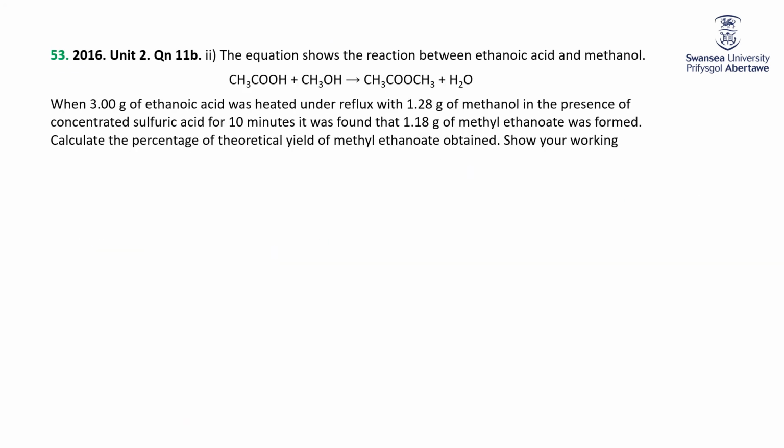So the last question, one that I was expecting an awful lot more of, is where we have to do a limiting reactant determination first. So we have the reaction between ethanoic acid and methanol. It tells us we have 3 grams of ethanoic acid and 1.28 grams of methanol. So we've got 2 reactants here. Just by looking at it, we can't tell which is the limiting reactant.